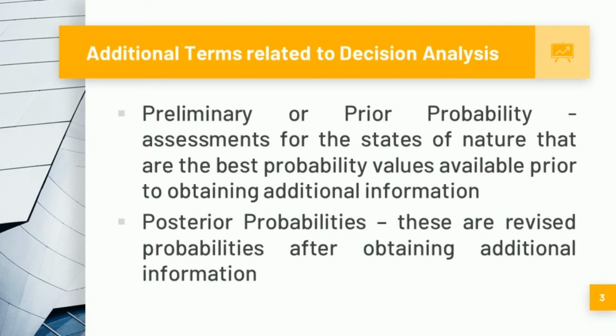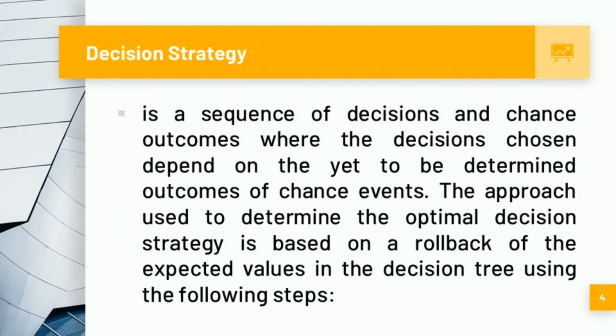Some additional terms related to decision analysis. The first one is the preliminary or prior probability. These are assessments for the states of nature that are the best probability values available prior to obtaining additional information. The second one is the posterior probabilities. These are revised probabilities after obtaining additional information. Decision strategy is a sequence of decision and chance outcomes where the decisions chosen depend on the yet to be determined outcomes of chance events.